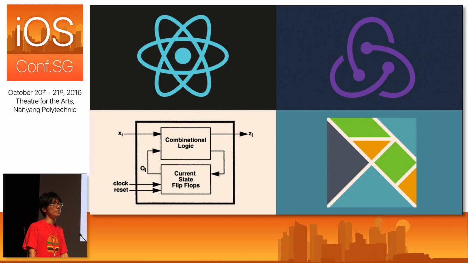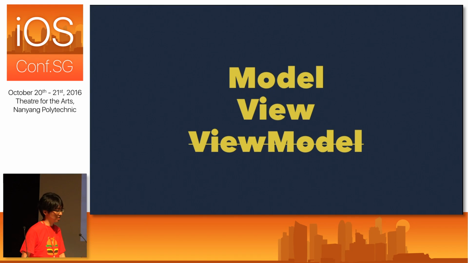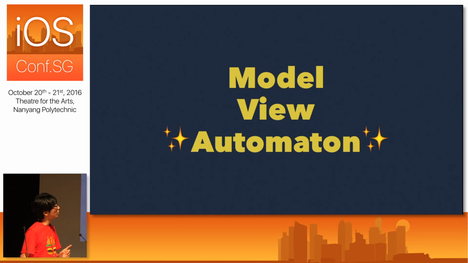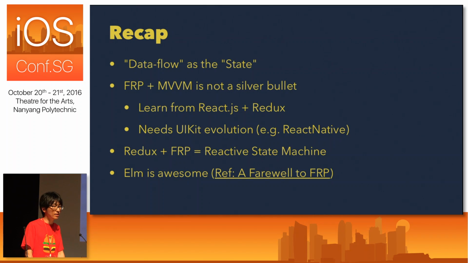Nowadays, many iOS developers probably use FRP and MVVM together, but maybe there might be a day that it becomes obsolete and is replaced by a new architecture, as these web front-end frameworks suggest. And that is, there might be a day that we transit from model view view model to automaton-based model view automaton. And lastly, this is a recap of my whole talk.